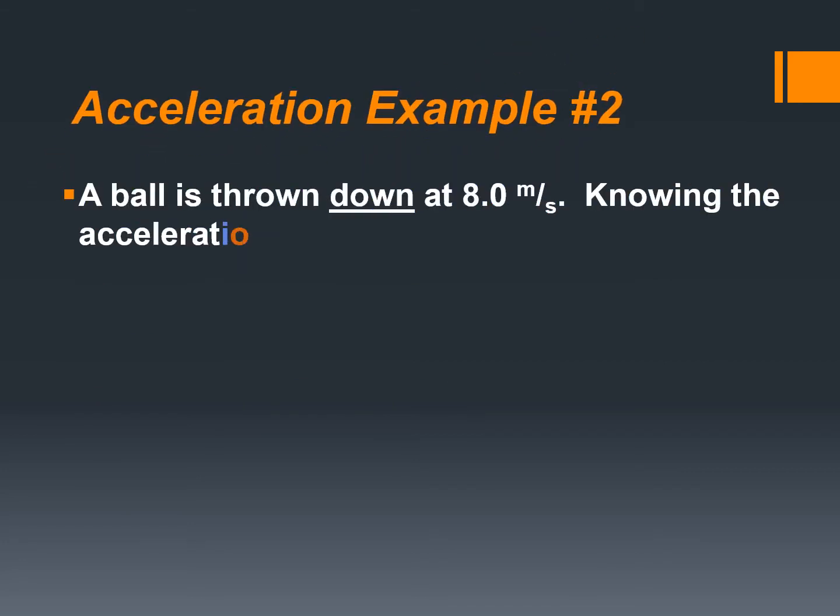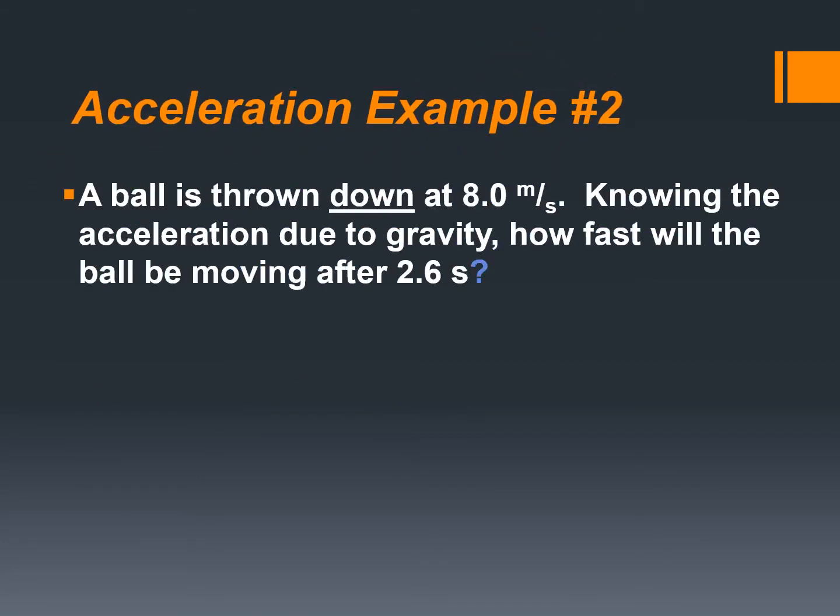Example 2. Ball is thrown down at 8.0 meters per second. Knowing the acceleration due to gravity, how fast will the ball be moving after 2.6 seconds? Okay, now we know that the initial velocity is being thrown downward at 8 meters per second. Now since it's down, then that means the initial velocity is going to be negative 8 meters per second. We also know the time, 2.6 seconds.